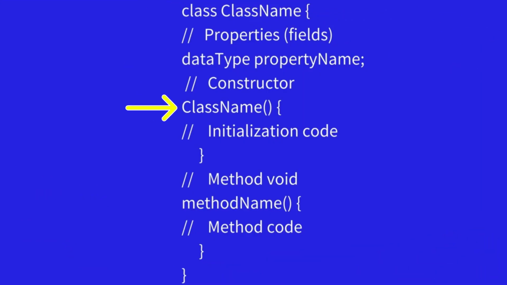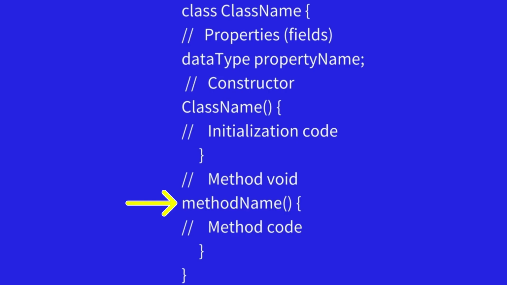Next, we have the constructor. A constructor is a special method that is automatically called when an object is created. Its main purpose is to initialize the properties of the object. The constructor has the same name as the class and does not return any value. If no constructor is explicitly defined, Dart provides a default constructor. By using constructors, we ensure that objects are set up correctly when they are created.